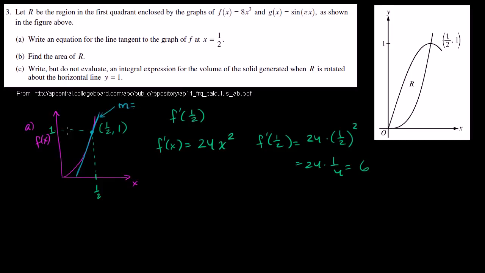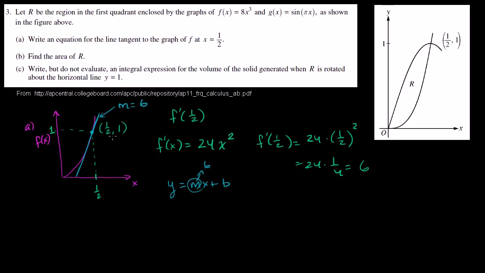I'll use m for slope. That's the convention that we use when we first learned it in algebra. So the slope is going to be 6. So the general equation for this line is y is equal to mx plus b. This is the slope. This is the y-intercept. We already know that the slope is 6.